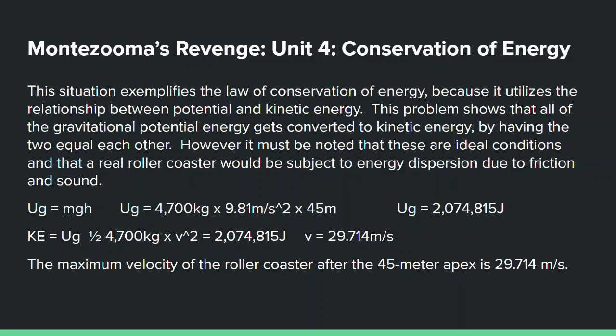And that value also makes sense because we are not considering friction. The known maximum speed of the roller coaster is 25 meters per second, but that is in the real world with friction and energy loss due to sound. So the value being about 4 meters per second higher than the actual is completely reasonable.